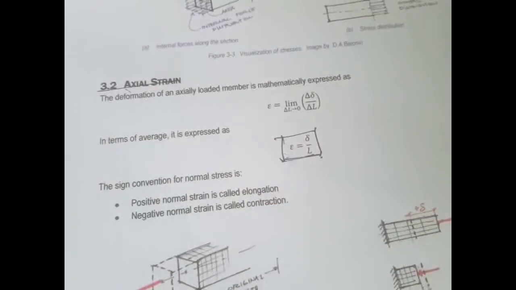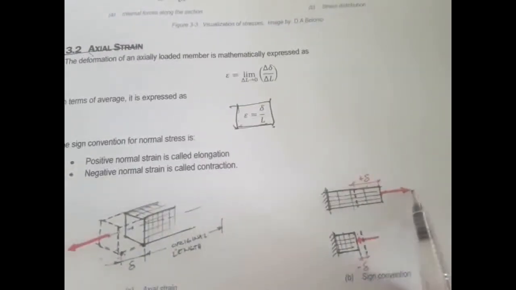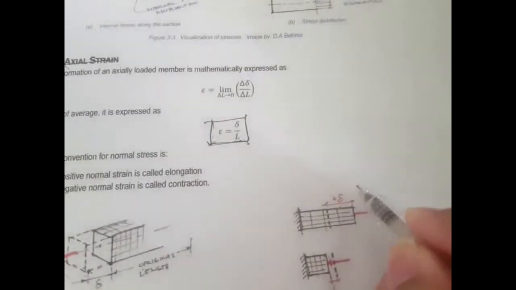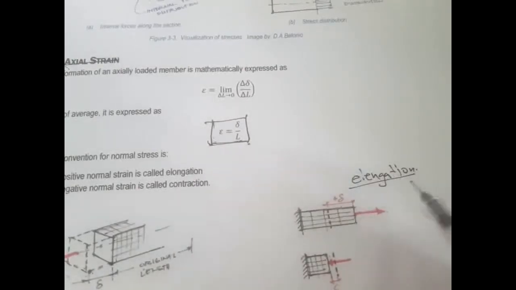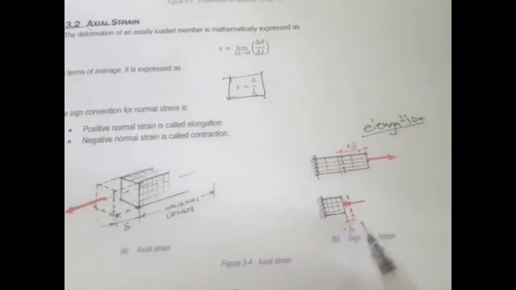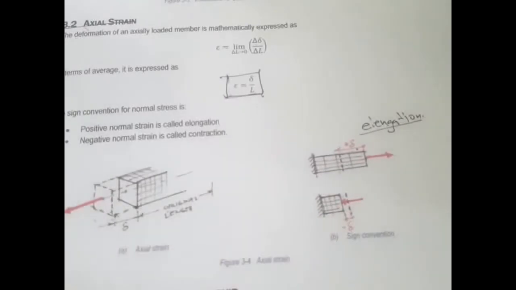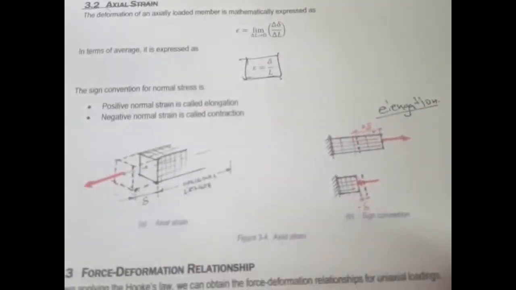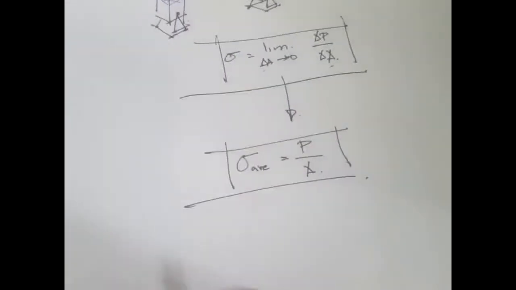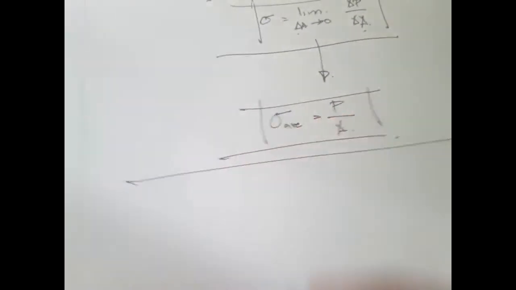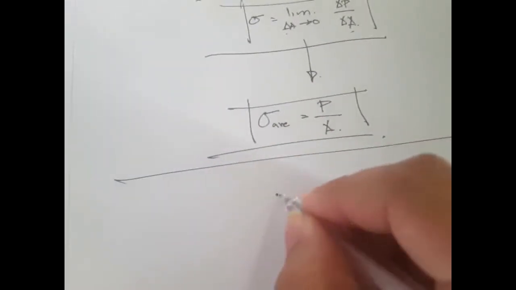we can simply work with this formula. Okay, so for the sign convention, if it's elongation, which is the specific term for deflection resulting from tensile loading, that's positive. And if it's contraction, then that's negative. Okay, so far we have discussed the axial stress and then the axial strain.